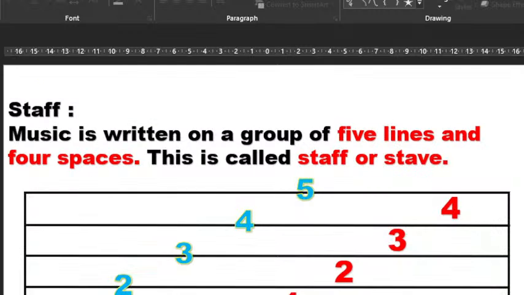So now let's look at the staff. The staff is written on a group of 5 lines and 4 spaces, as I have said. So we start from the bottom and go up. 1, 2, 3, 4, 5. The spaces are 1, 2, 3, 4.